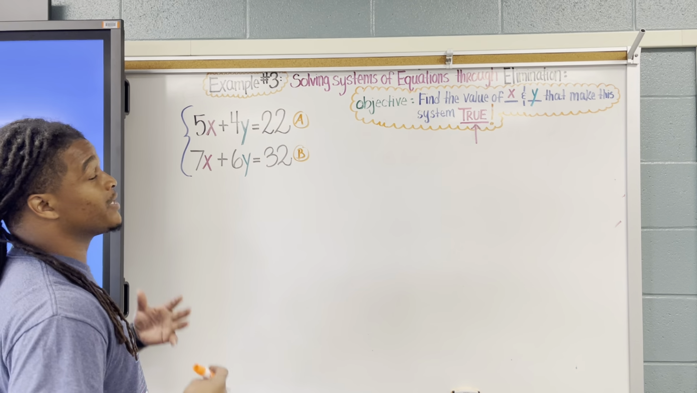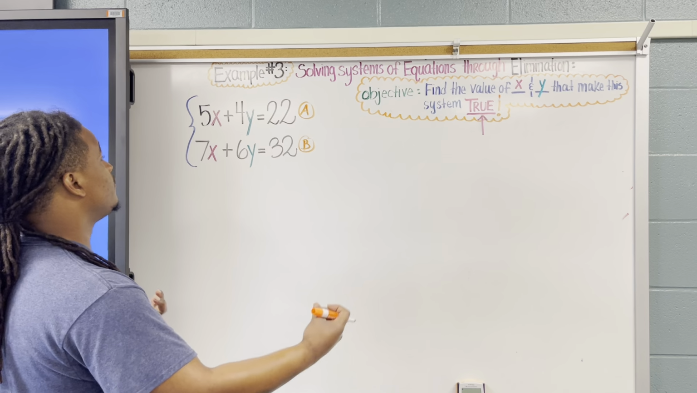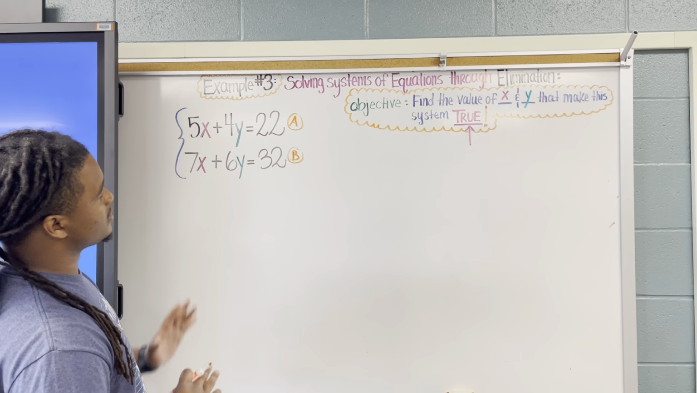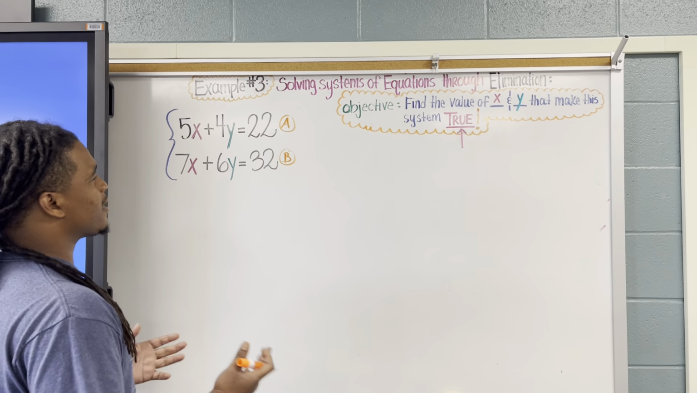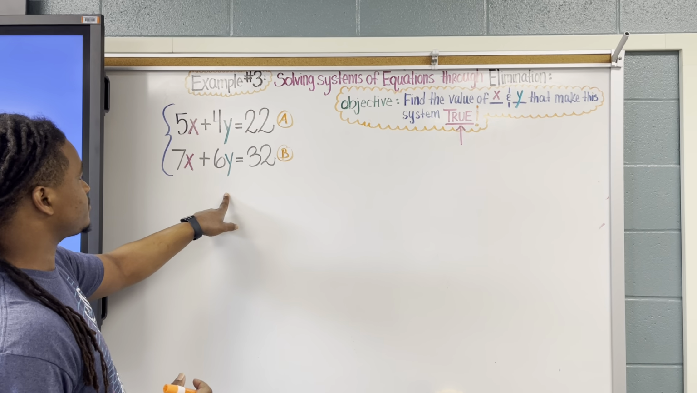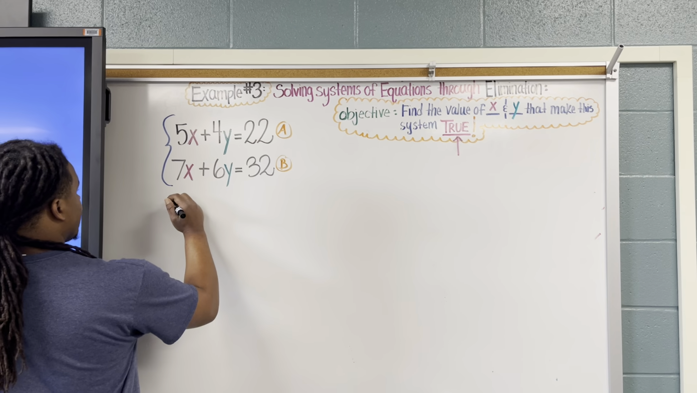So our objective is to eliminate one of the variables so we can find the value of the other one, because we can't find the value of a variable if we have two unknown variable values. So I have to eliminate one of the variables in order to find the value of the other. It doesn't matter which one you eliminate; you can pick x or y. I'm just going to keep it simple and pick x.